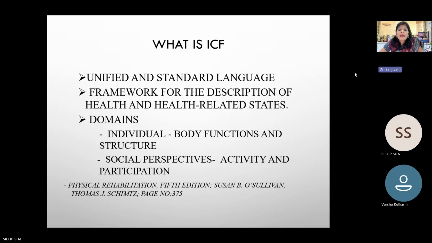So now what is the ICF? Okay, so ICF is a standardized language, and it is a framework which describes health-related states. It has four domains, for example, body function and structure, then activity limitation and participation. These are the main domains of ICF, and it is uniformly accepted and uniformly described by all.